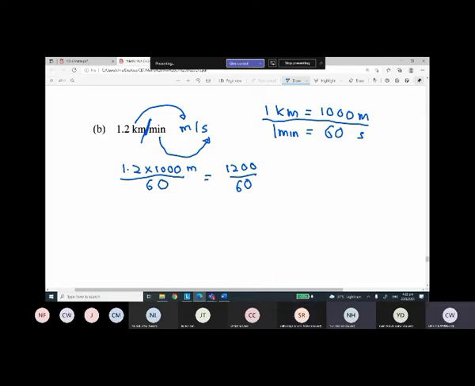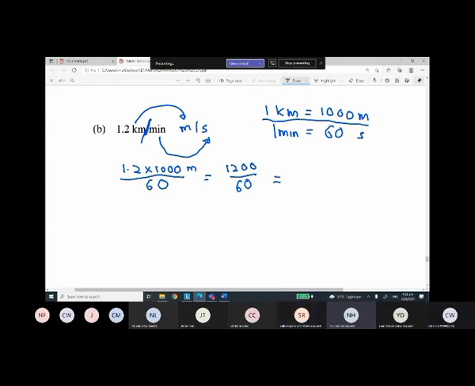When you use a calculator, it's easier. You just press and you get the answer, right? So maybe you press it out. Can you give me the answer for this? 1,200 divided by 60, what's the answer?